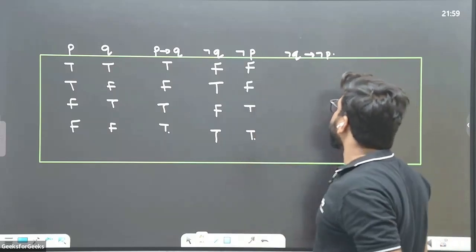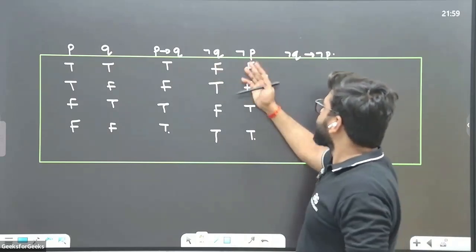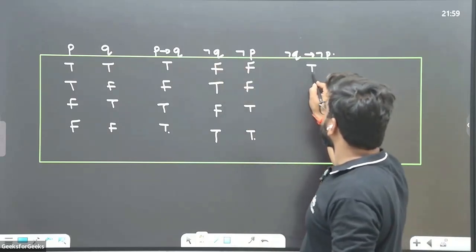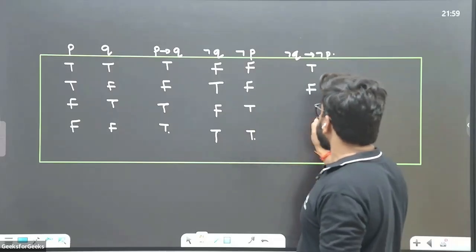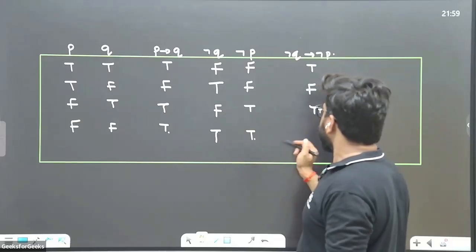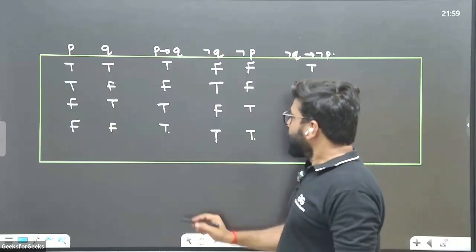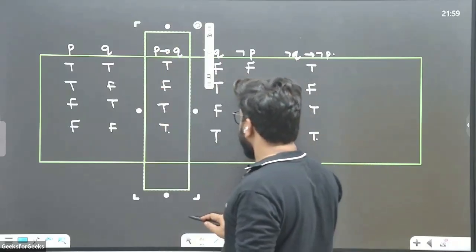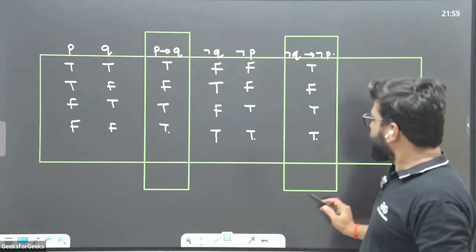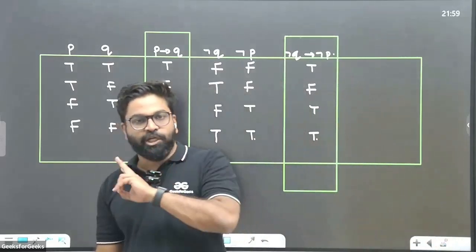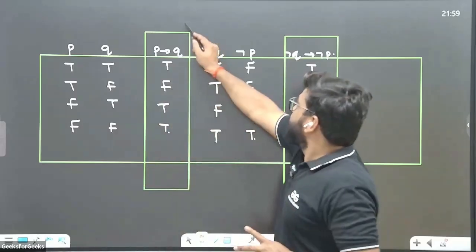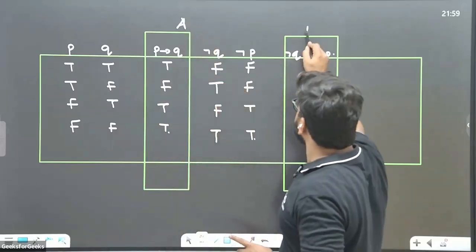Now, negation of Q implies negation of P: this will become true. True implies false will become false. False implies anything will become true. True implies anything will become true. So, as you can see in the truth table, if two columns are equivalent to each other, then we can say that they are logically equivalent.